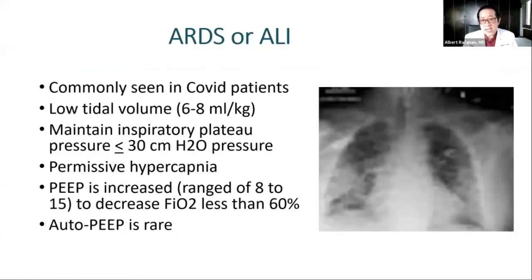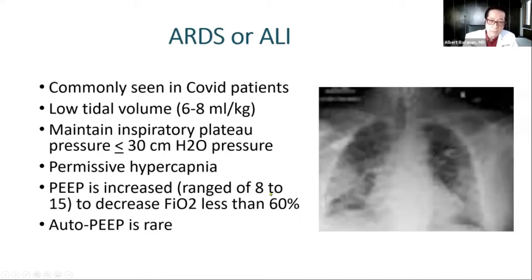In patients with ARDS or acute lung injury, this is what we see with COVID right now, with diffuse bilateral infiltrates, what we need to do is put them on low tidal volume, 6 to 8 ml per kilogram of ideal body weight. Maintain inspiratory plateau pressure less than or equal to 30, with permissive hypercapnia. Because we're limiting the volume and we're limiting the pressure, the carbon dioxide may go up. We allow that because we want to limit the volume-induced lung injury. PEEP is increased from 8 to 15 to decrease the FiO2 to less than 60%. Because we always think that if the FiO2 is more than 60%, you can have oxygen toxicity.